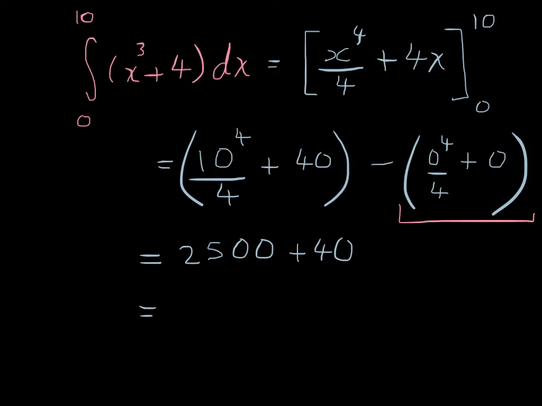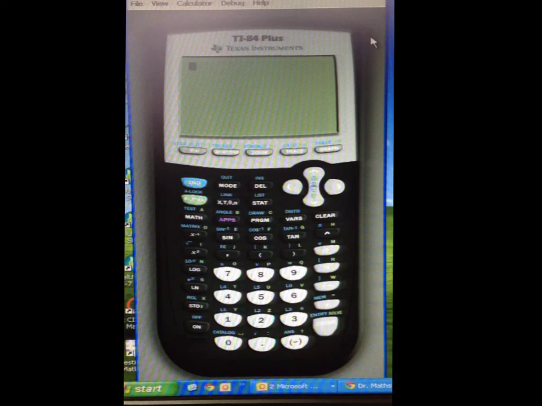So my final answer, again, is a number, not a function of x, is 2,540. And that's my final answer. And you can actually check this on a graphical calculator, and I will show you how to do that now. So here is how to work out a definite integral on a graphical calculator.